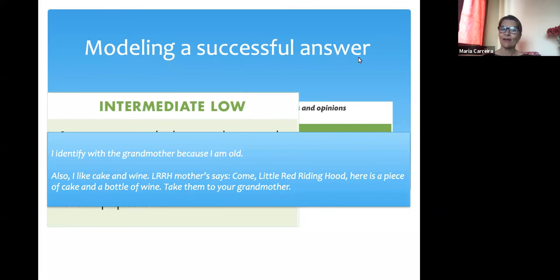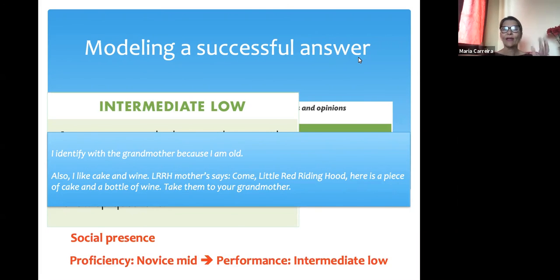So notice now that through this answer, which draws on the activities of the poll, right? One of them was identifying who said something, and the other one was using adjectives. I have expressed social presence, and I have performed at the intermediate low level.